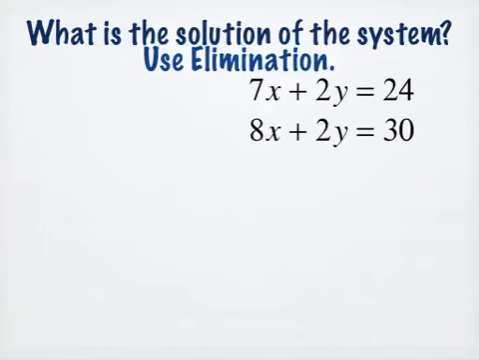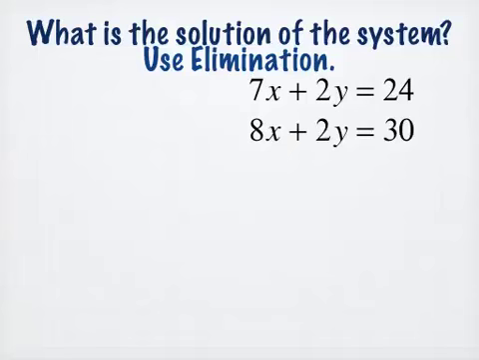The next example, again, we're finding the solution to the system using elimination. In this case, we have 7x plus 2y equals 24, and then we have 8x plus 2y equals 30. Notice again, my x's have a different number in front of them, a constant 7 and 8 in front of my x's. So adding or subtracting is not going to eliminate my x's.